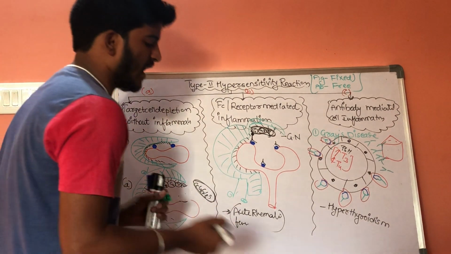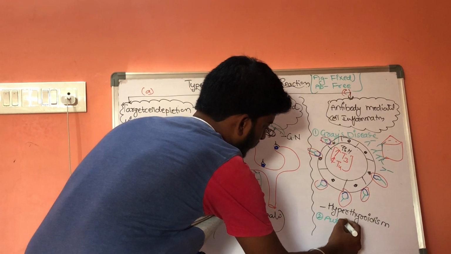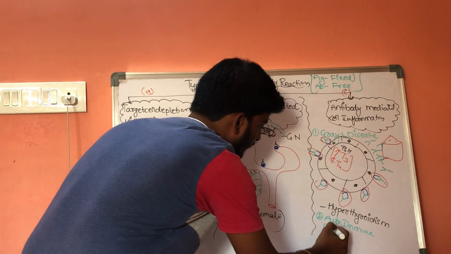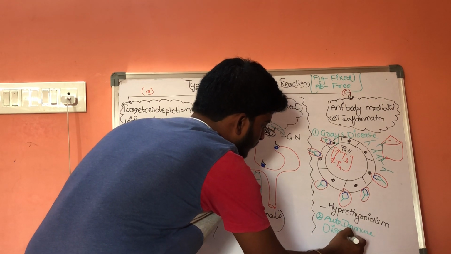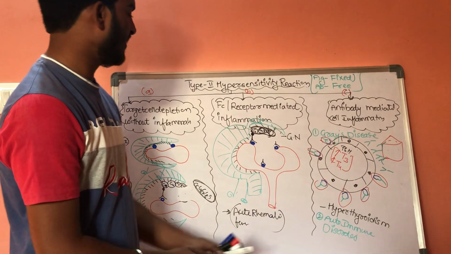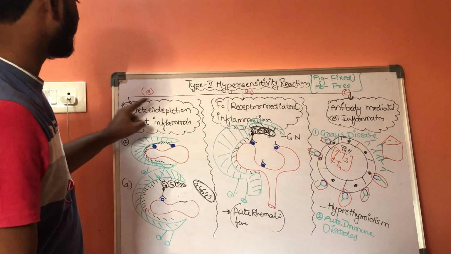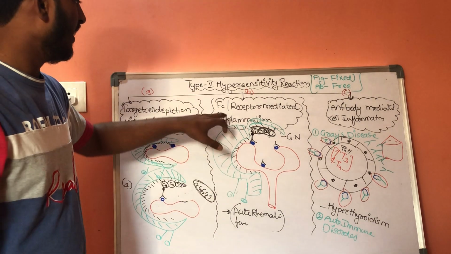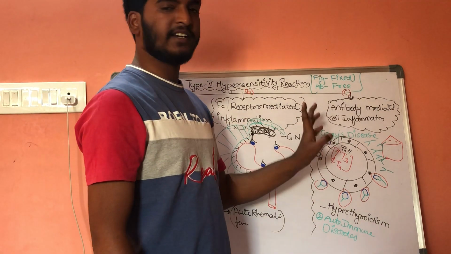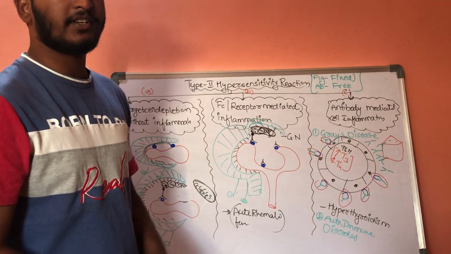Now next one is autoimmune disorders. So this is about type 2 hypersensitivity reactions which can be studied under target cell depletion without inflammations, Fc or receptor mediated inflammations, and antibody mediated cell inflammations. So this is about type 2 hypersensitivity reactions.